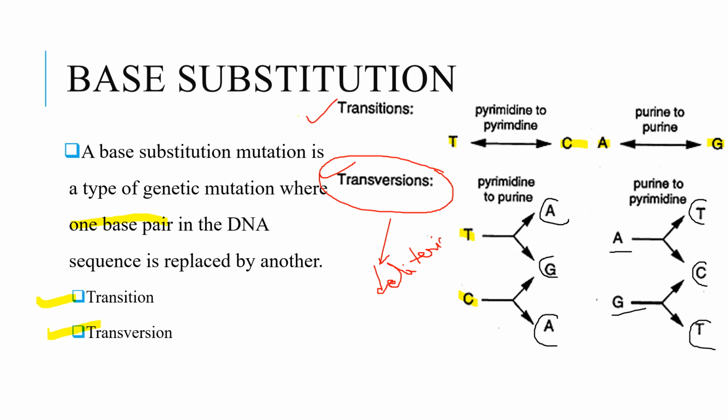Okay, so why does transversion have the deleterious effect? Because in transversion, pyrimidine is converted to purine and purine to pyrimidine. So you can say from single ring structure to double ring structure and double ring structure to single ring structure, whereas in case of transition, single ring structure is converted into single ring structure and double ring structure is converted into double ring structure. So out of transition and transversion, transversion has the deleterious effect or is fatal.